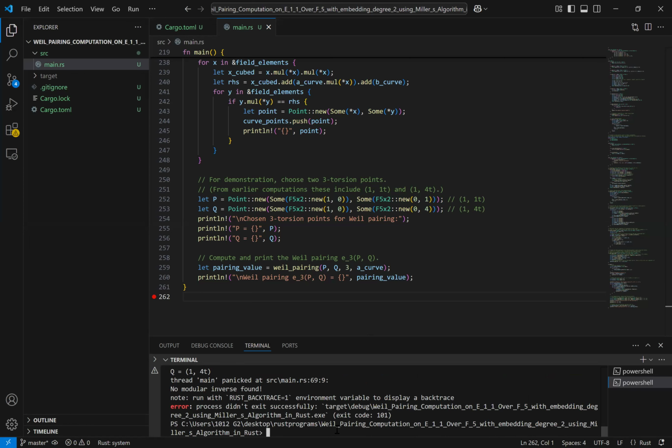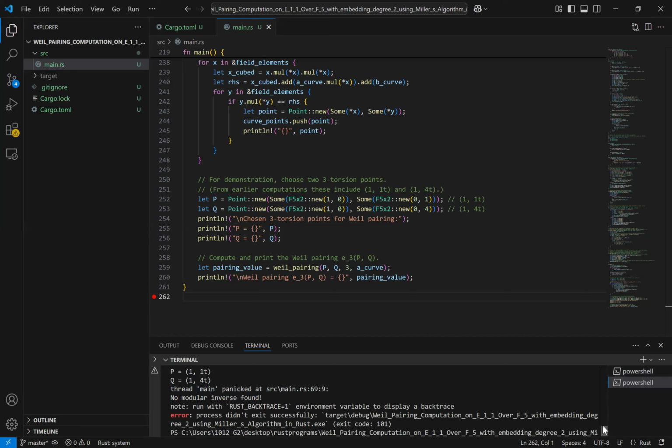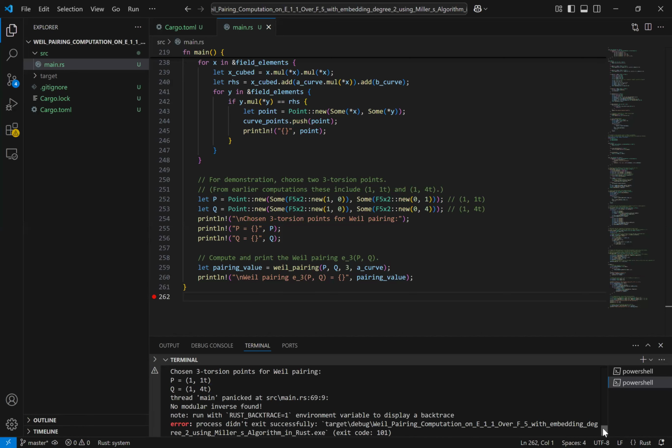Okay, so I asked it to give me several points. In fact, it began by giving me points. But now, when it comes to doing Weil pairing, you can see the denominator here. It says that there is no modular inverse in the denominator. The thread panicked. But at the points that we gave it, it used those points. You can see it has used points.